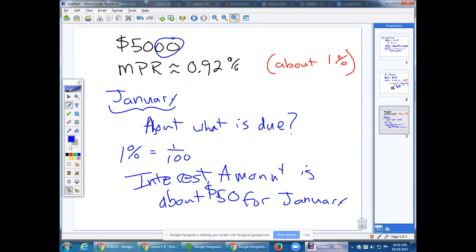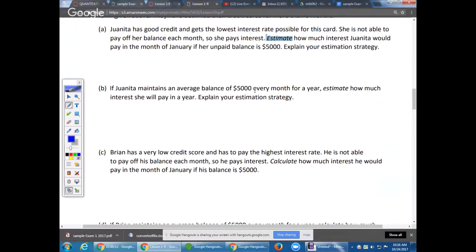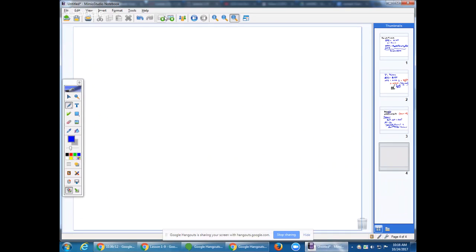So in the next part, we're asked to think about what if she maintains that $5,000 balance? So she spent a bunch of money, she spends, let's say she spends money each month and she pays off a little each month, but on average, she's still stuck with about $5,000 in debt. How much will she end up paying over a year? Okay, so there's a couple of different ways to estimate that. One way is to just take the previous example that said, hey, we got 50 bucks in 1 month. What's going to happen in 12 months? Well, that would be 50 12s. So one possible estimate for that over a year.